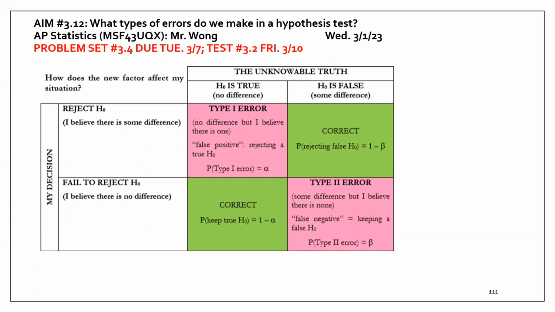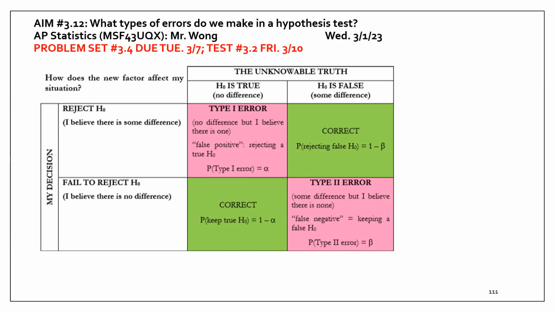I mean, you're not God. There's no way for you to know for sure. So if you reject the null hypothesis, if you think about the language, and here the language is really important, the rejecting of the null hypothesis means you think that there is some difference. And if you fail to reject the null hypothesis, that means that you believe there is no difference.